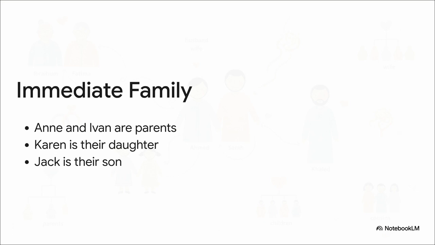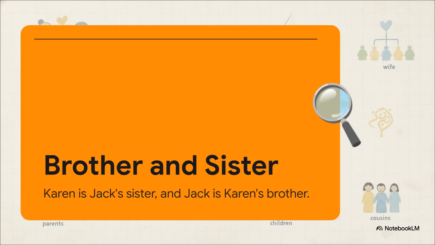To put this in perspective with some Arabic names, imagine parents named Tariq and Aisha. If they have a girl named Maryam and a boy named Omar, you'd simply say Maryam is their daughter and Omar is their son. Now, if we look at how the two kids relate to each other, they're brother and sister. Karen is Jack's sister, and Jack is Karen's brother. The formal word for them together is siblings, but in everyday chat, you're much more likely to just hear people say, "These are my brothers and sisters."